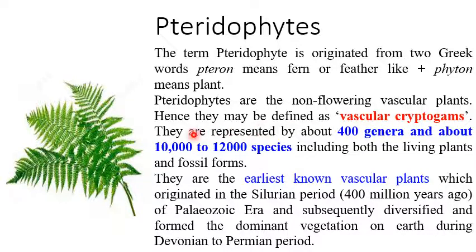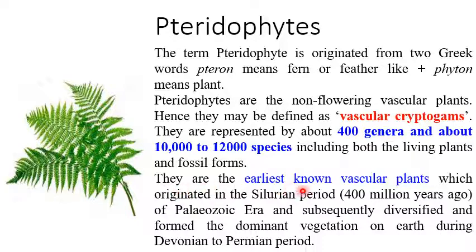They are represented by about 400 genera and about 10,000 to 12,000 species, including both living plants as well as fossil forms. Some fossils of pteridophytes are also there, and an example of a fossil pteridophyte is Rhynia, and most of the living pteridophytes we are also going to study in the next few slides.